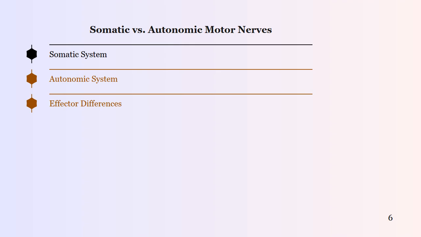6. Somatic versus autonomic motor nerves. Somatic system. This branch controls voluntary movements of skeletal muscles, such as walking or waving. Autonomic system. This branch controls involuntary actions of smooth muscles, cardiac muscles and glands, regulating functions like heart rate and digestion. Effector differences. Somatic signals go directly to skeletal muscle, while autonomic signals often pass through a ganglion first.